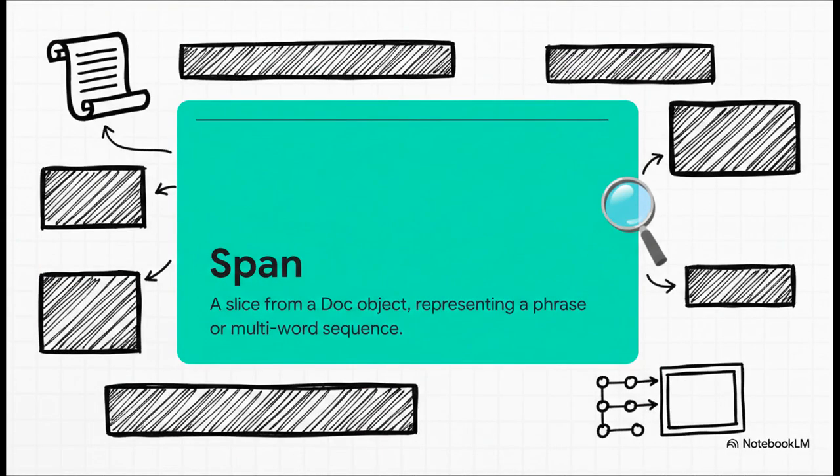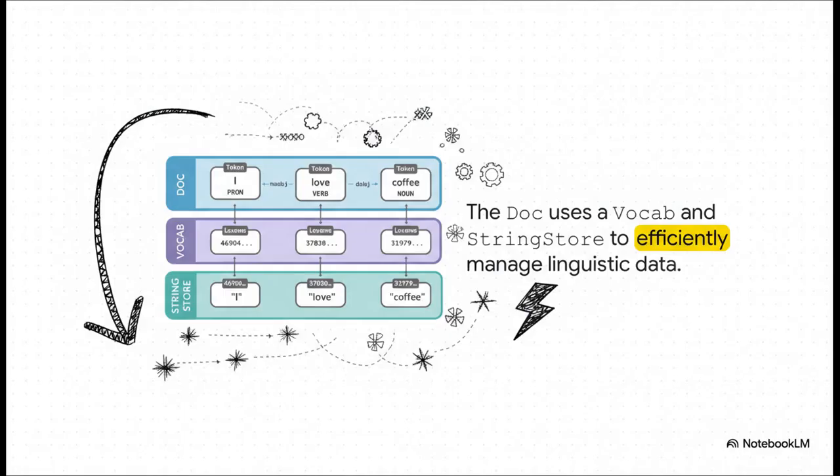And if you want to look at a phrase with multiple words, like our high-level programming example from before, you use a span. A span is basically just a slice of the doc. It gives you an efficient way to look at a sequence of tokens without having to copy a bunch of data around.